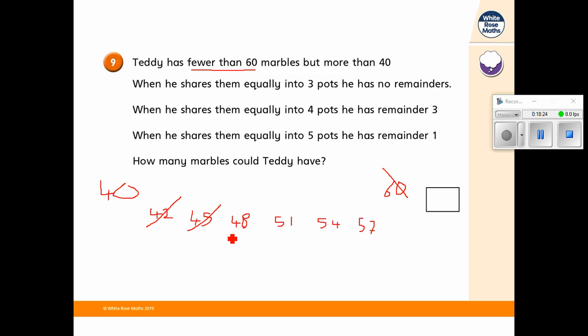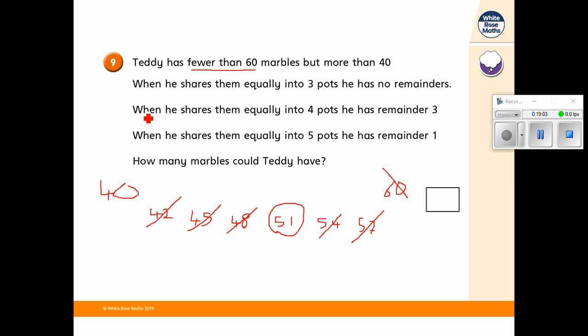48 divided by 4, there will be no remainder at all. 51 divided by 4 will have a remainder of 3, so it could be that number. 54 divided by 4 will have a remainder of 2, so it can't be that one. And 57 divided by 4 will have a remainder of 1, so therefore it can't be that one. Right, so it looks like we're left with only one number.